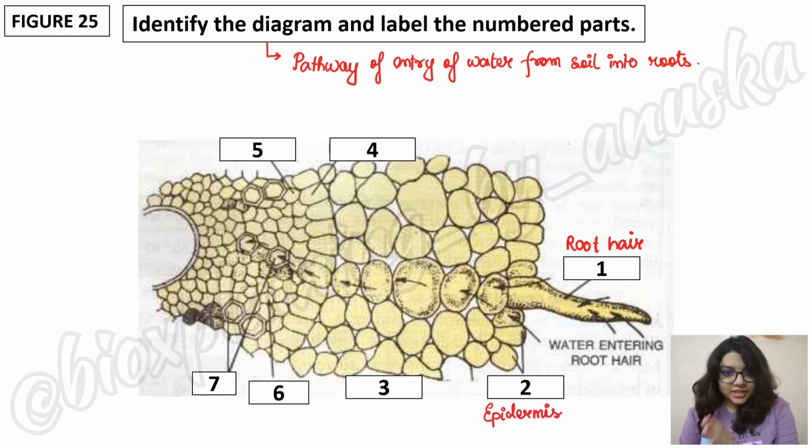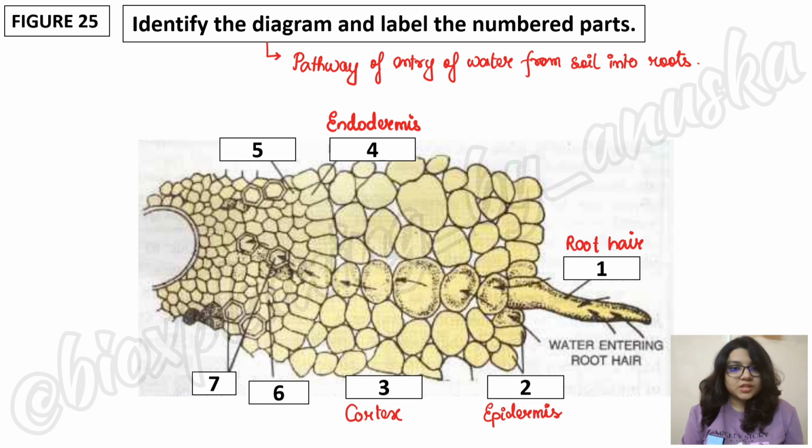Part number 3, the cells next, is your cortex or the cortical cells. Then on top, part number 4: that's your endodermis. So outer ones are your epidermis, inner ones are your endodermis. Then right before the endodermis, or inner to the endodermis, part 5 is your pericycle. And then further inner to that, part 6 is your phloem.